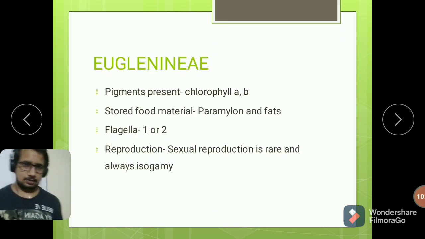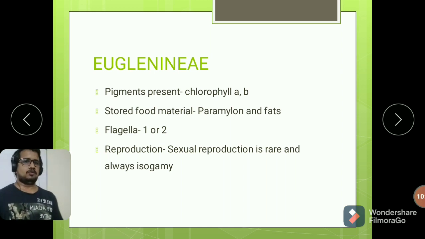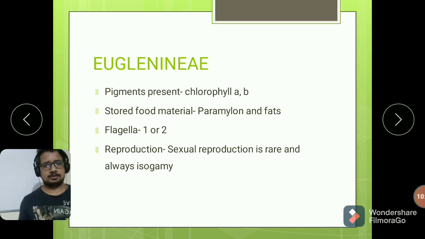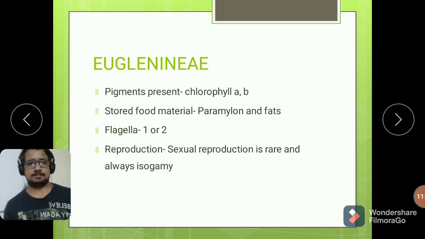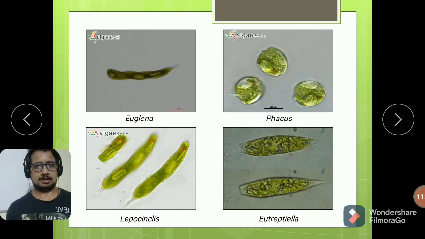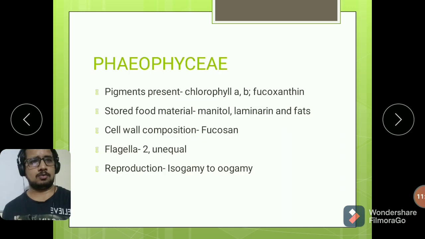Now the next class is Euglenineae, meaning the euglenoids. The pigments present in them are chlorophyll A and B. The stored food material is in the form of paramylon and fats. The flagella are one or two in number and mostly equal in shape and size. Sexual reproduction is very much absent, and if it is present, it is always isogamous. Many examples have been found here, such as Euglena, Phacus, Lepocinclis, and many more.